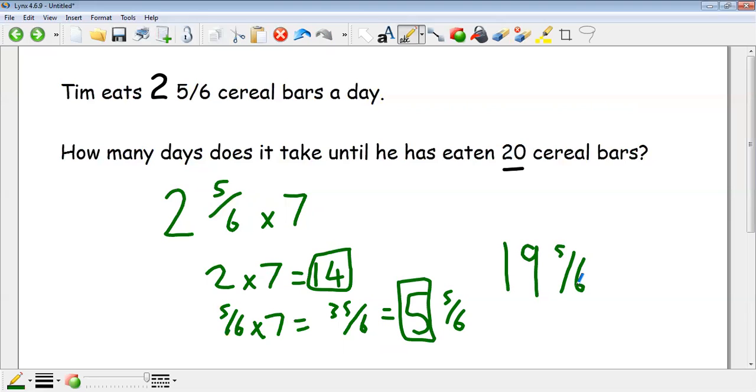So after 7 days, he hasn't quite eaten all the cereal bars, and I know now, because all I really need for it to get to that magic 20 is he needs to eat a 6th of a cereal bar. So he's going to have to eat for another day, so it's not going to be 7, it's going to be 8. Hopefully that helped.